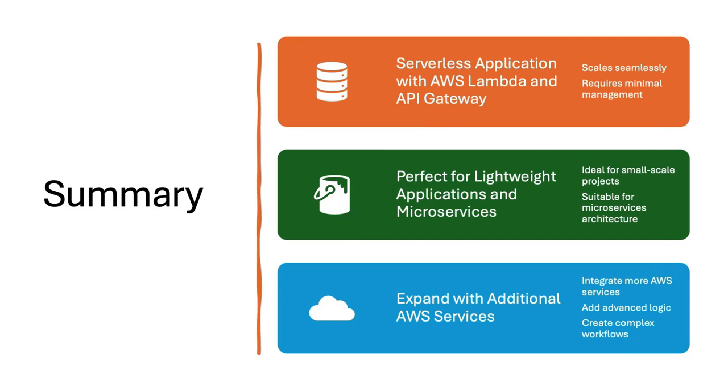In summary, by following this guide, you've built a simple serverless application using AWS Lambda and API Gateway. This architecture scales seamlessly and requires minimal management, making it perfect for lightweight applications and microservices. To expand, integrate additional AWS services, add advanced logic, or create complex workflows.